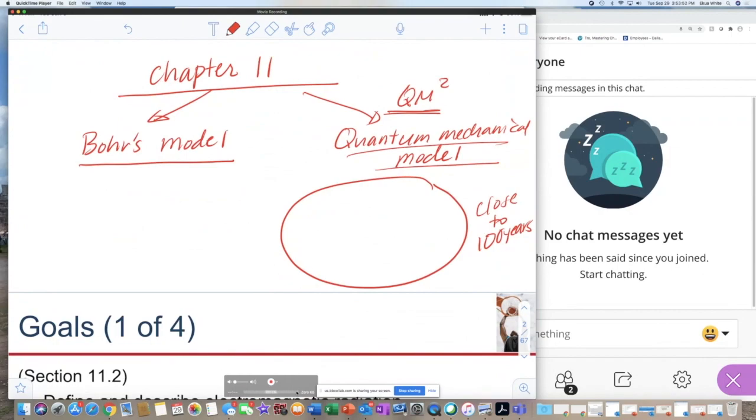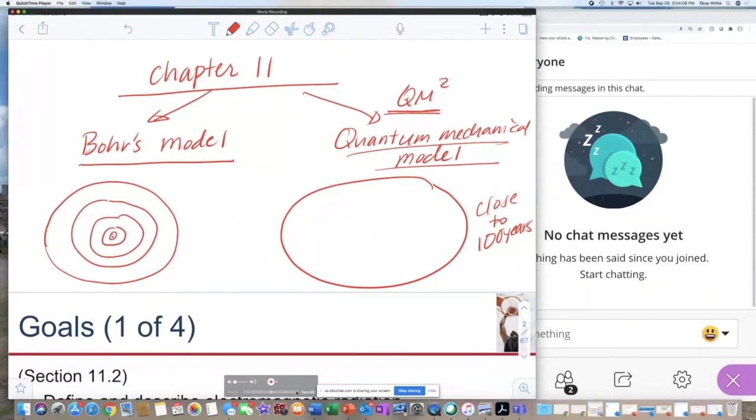So when you say new and you're like 100 years old, they're like, oh, that's still a baby. It's still young, right? This model is close to 100 years old. Before that model, we had the Bohr's model. And Bohr's model is a planetary model. This is a model where, let me see if I can get the orbit here. You have the sun.